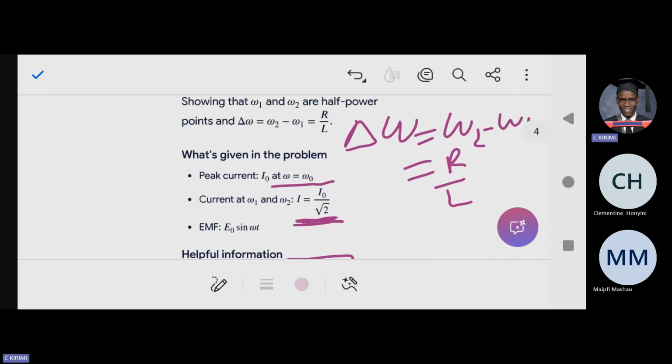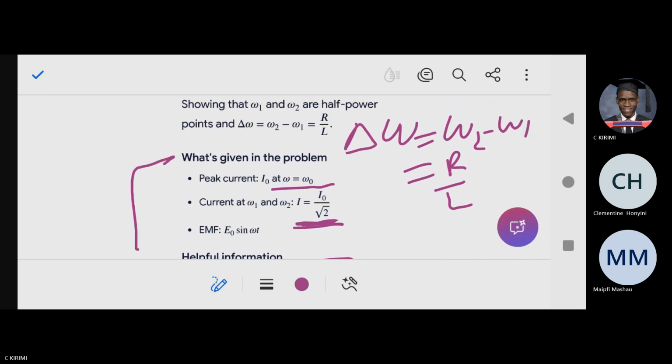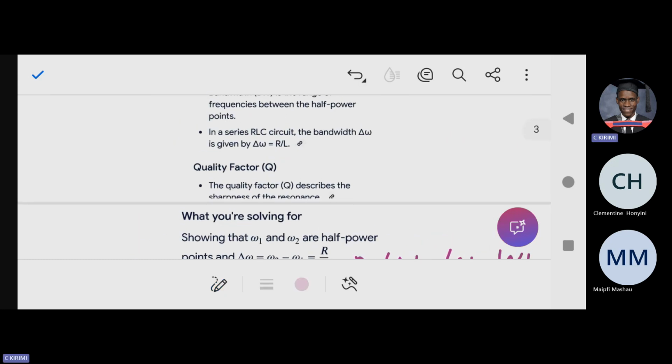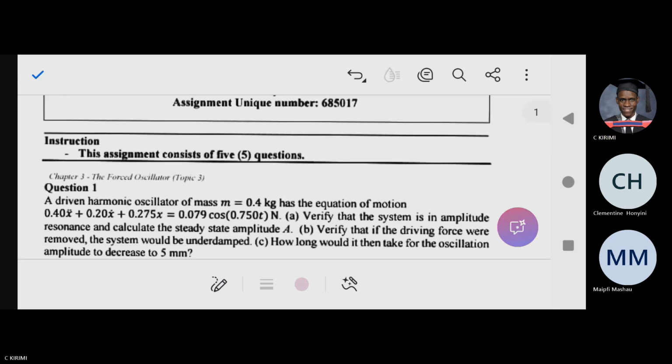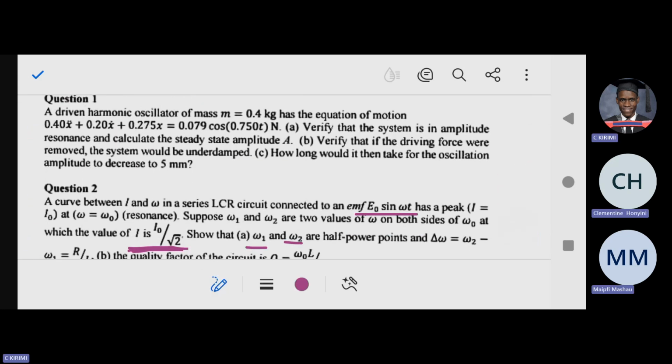We are given this. Any question here where you say, I don't know where these things are coming from? We are happy. Are you still there? I'm saying the information is given. Where is it given? I have highlighted. This is your EMF, E naught sine omega t.